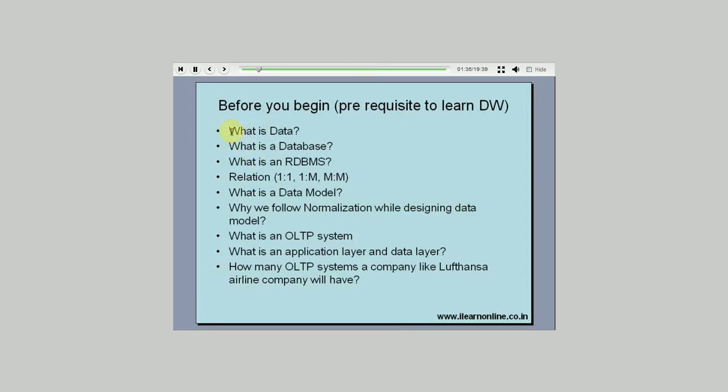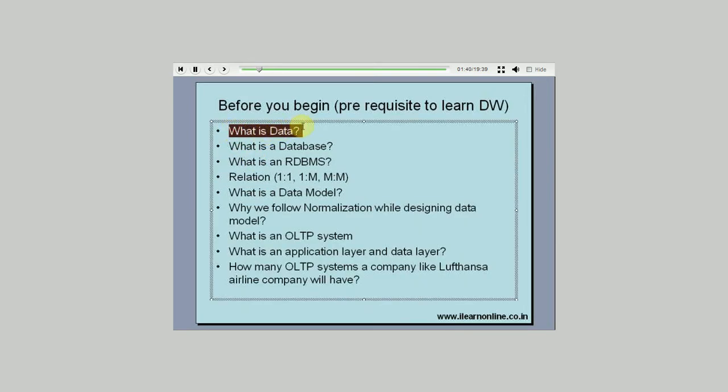To begin with, we will talk about what is data. So how do you define data? Data is any kind of information which helps you to run your business. When I say run your business, your day-to-day operations need some data to be captured and retrieved so that you run your business. So whenever we develop an application to run your operations, we capture operational data.